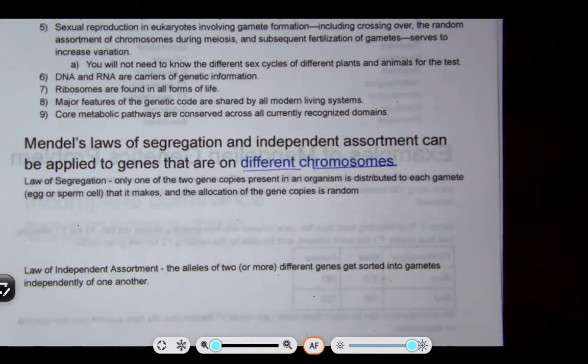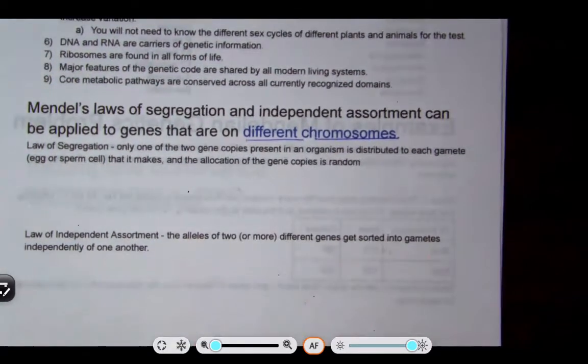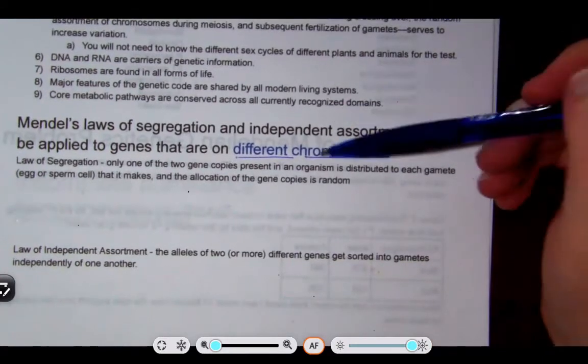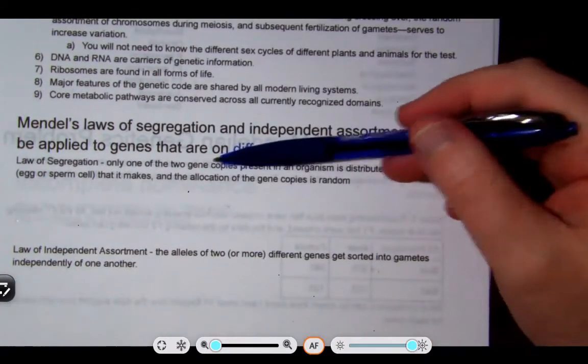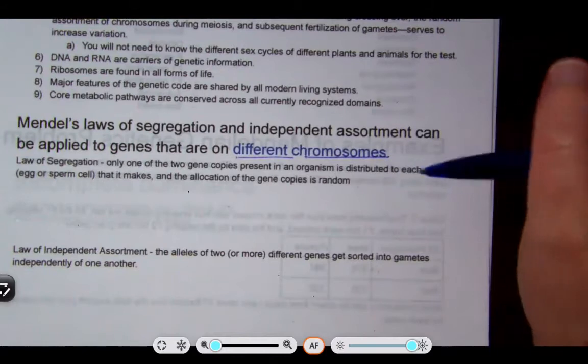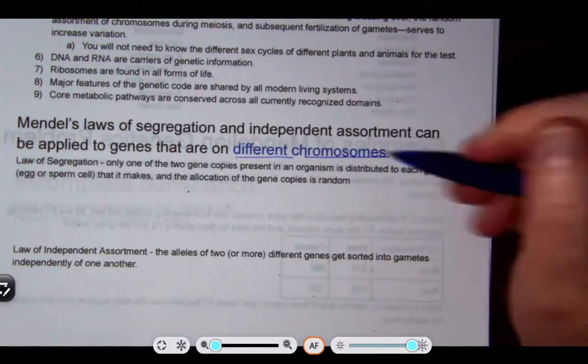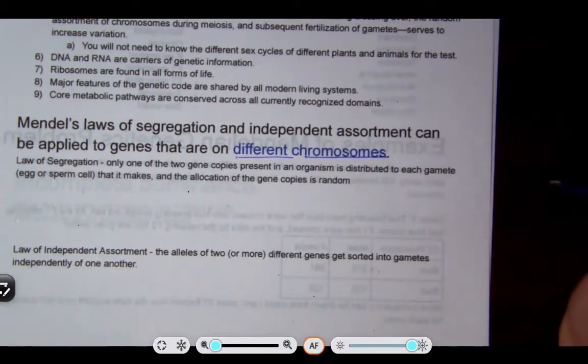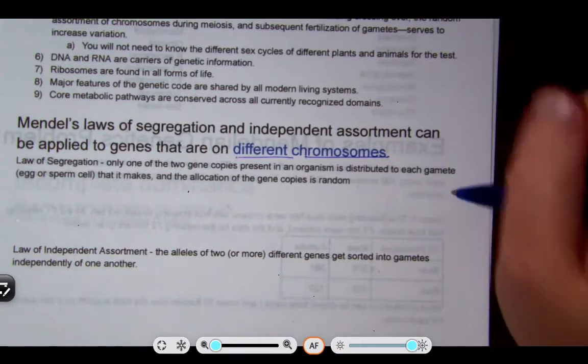Now, not everything is going to follow all these rules anyway, which is why the law of dominance is not included on my list, because some genes aren't dominant; sometimes they get shared. Anyway, the law of segregation: only one of the two gene copies present in an organism is distributed to each gamete, egg or sperm cell, that it makes, and the allocation of the gene copies is random.